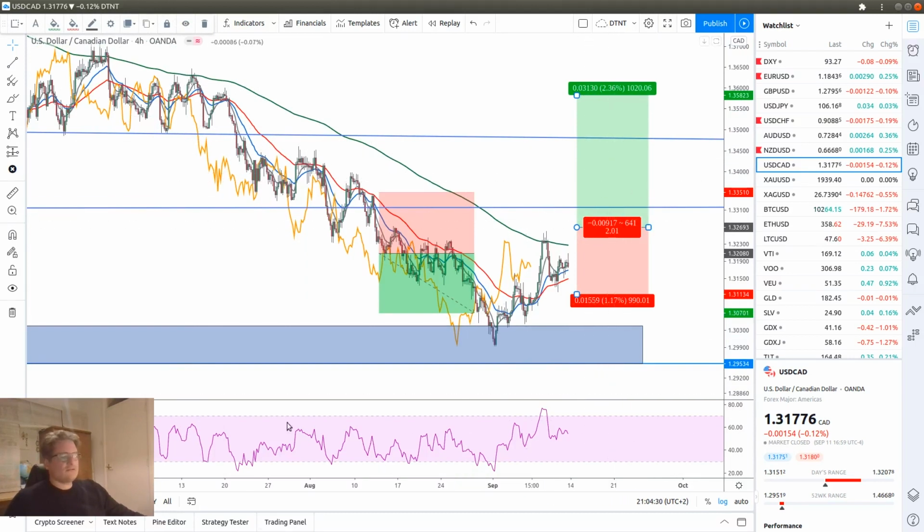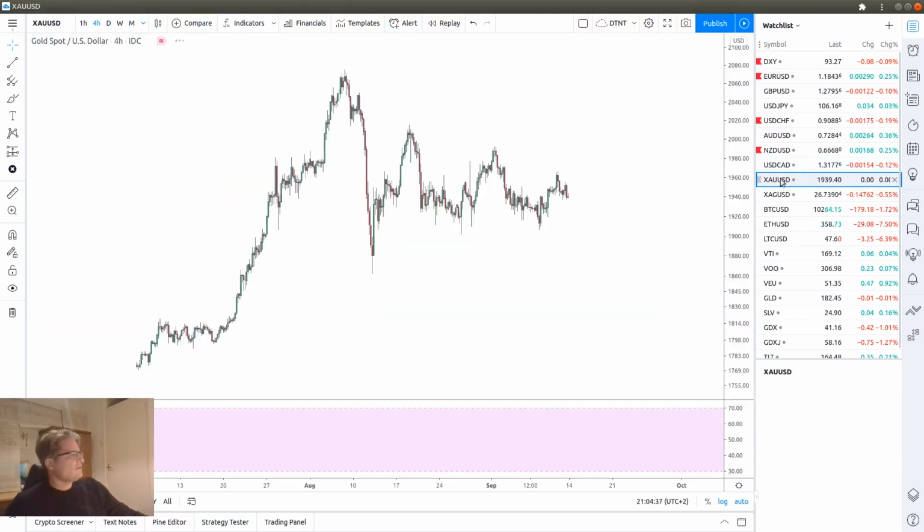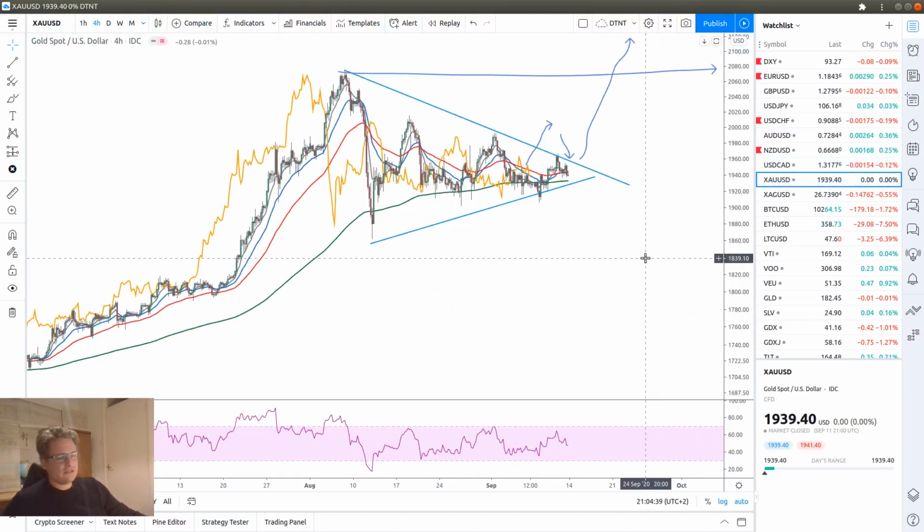So I'm not quite sure if there's a trade on the USD CAD, so we'll just skip it then. It's better not to take a trade. Not being in the trade is also a position. Being in cash is also a position. So you don't always have to be in a trade.